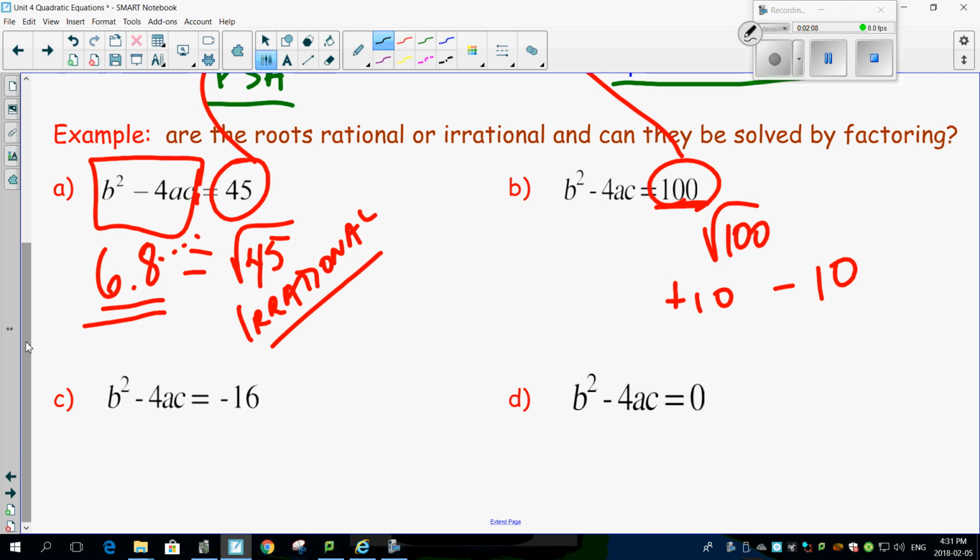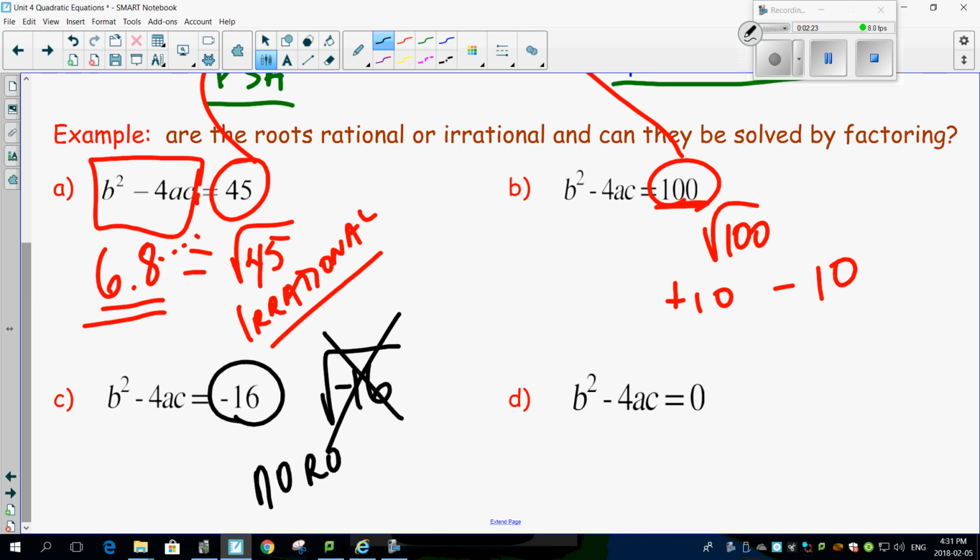What if this b squared minus 4ac is equal to minus 16? That means we have to try to square root the minus 16. Well, you can't do that. You can't square root a minus 16. That's one of the reasons why this one will have no roots at all.